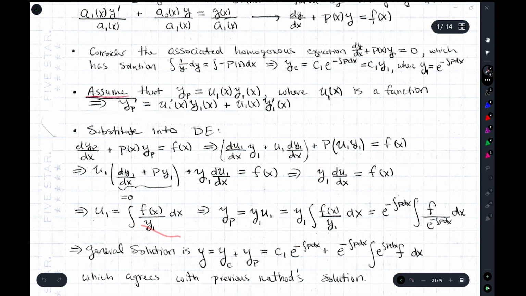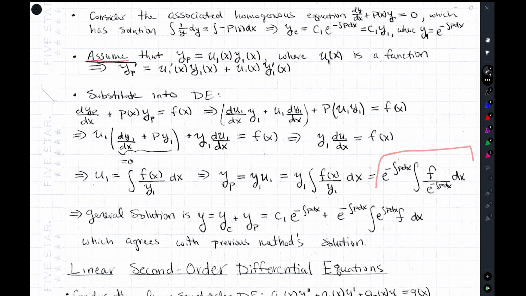This can be integrated with respect to x here, or to be more proper, we should have used the dummy variable t and then had an x there. But if that's not going to be confused, we could solve for u1, and we'd have to do this integral. And now from our assumption of the form for y particular, that it's equal to y1 u1, we're left with this right here, yielding this for y particular.